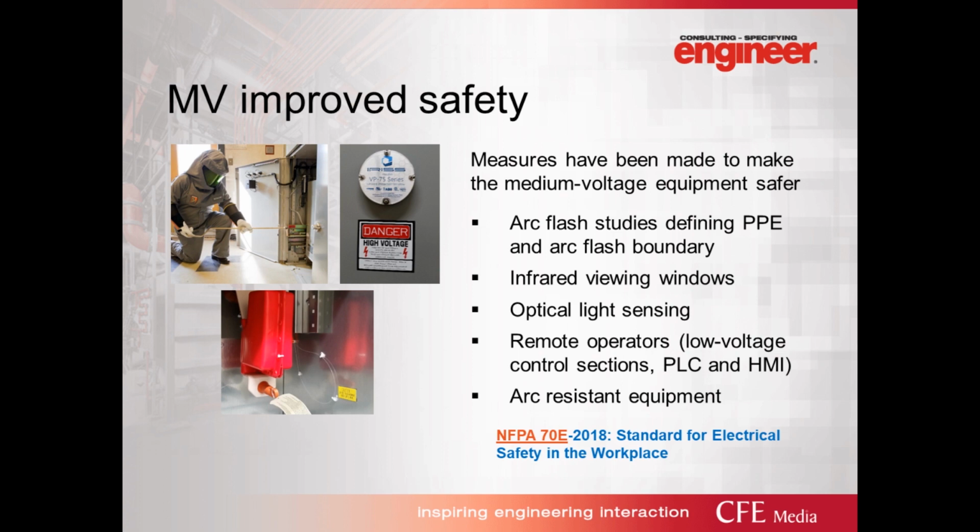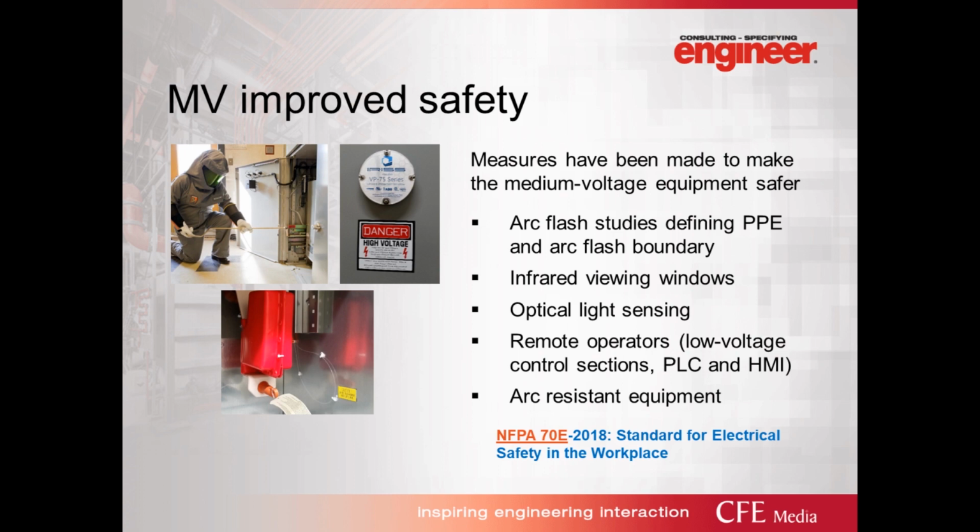There's also things like optical light sensing. The one at the bottom shows it's basically a light sensor that runs through the switchgear, and it compares. It looks at the rate of rise. So if there's a rapid increase in current and it senses a flash, it'll trip the breakers for protection.